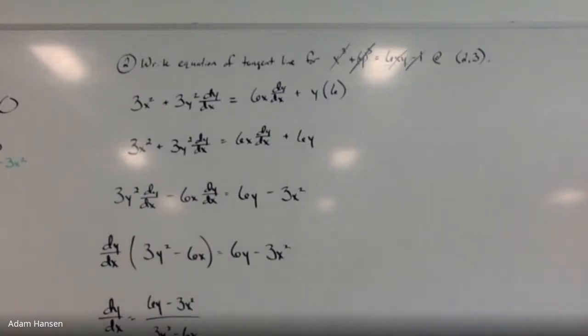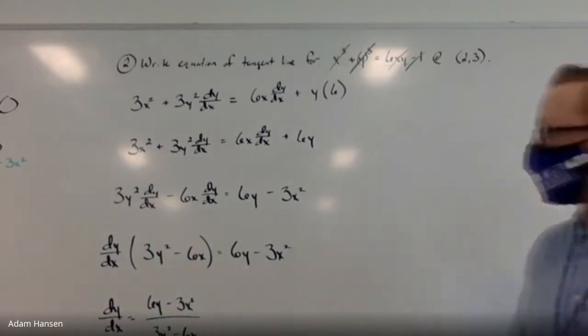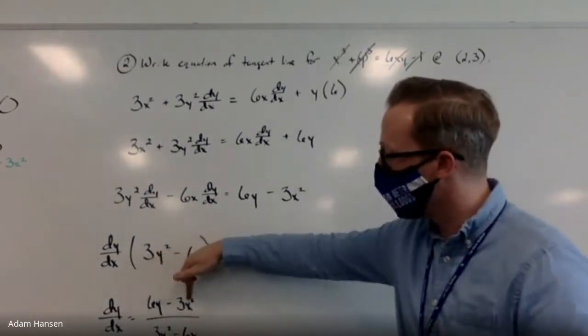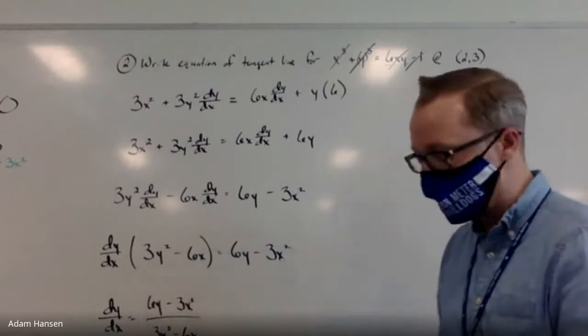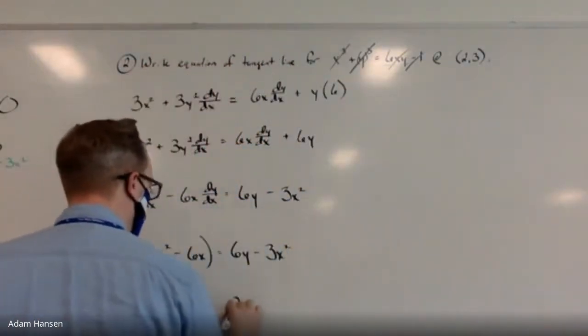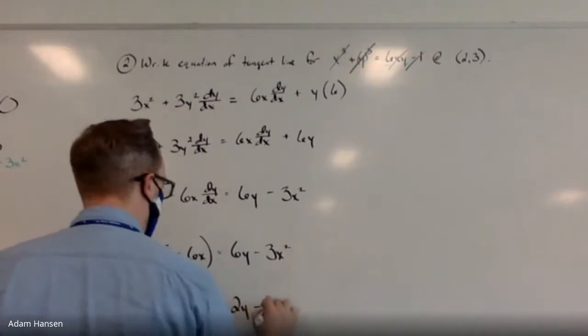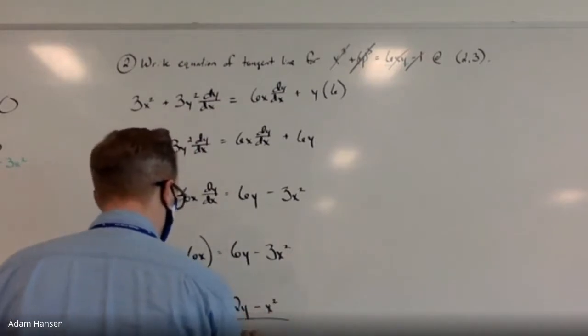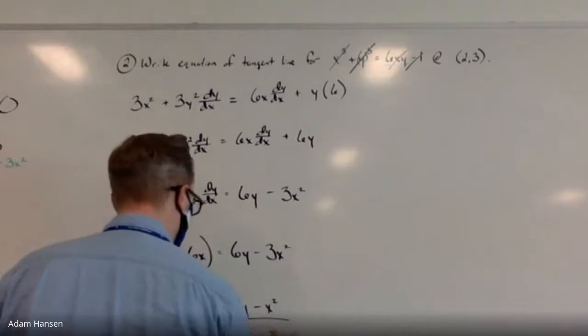Okay, so what could I simplify that by? I just kind of caught this a second ago. Yeah, let's just divide everything by 3. Every term is a multiple of 3. 6, 3, 6, and 3 can all be divided by 3. So this would be 2y minus x squared over y squared minus 2x.